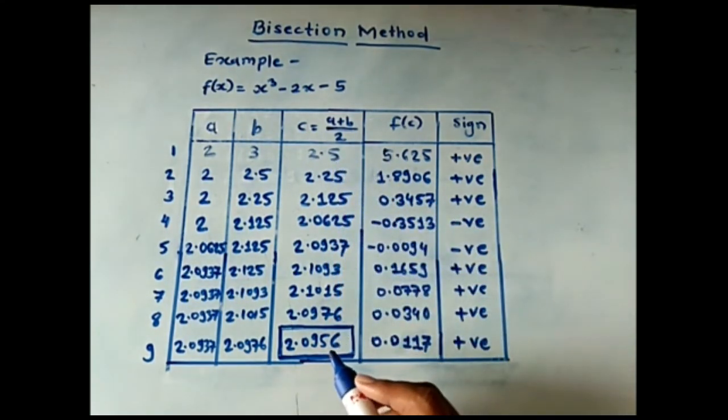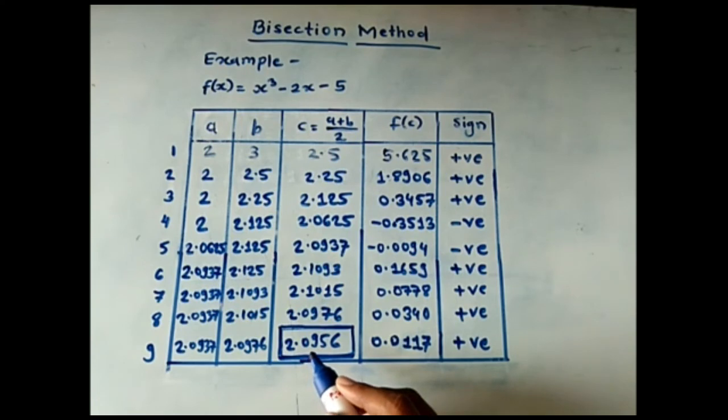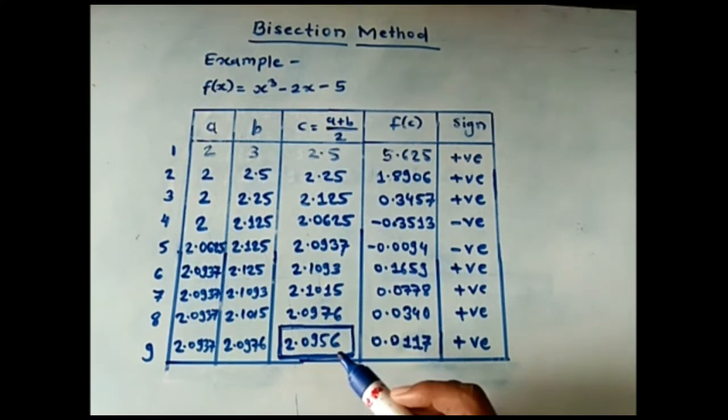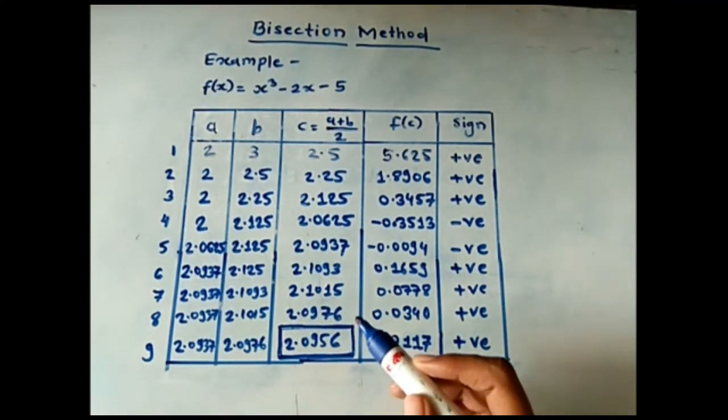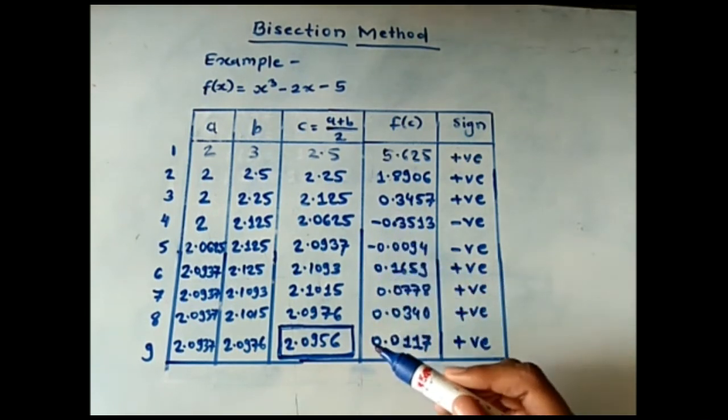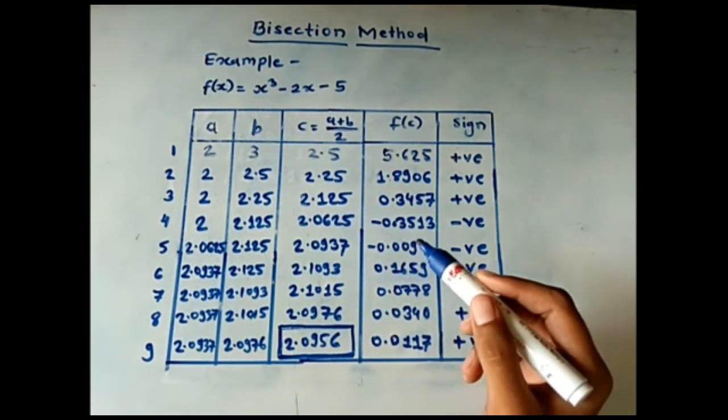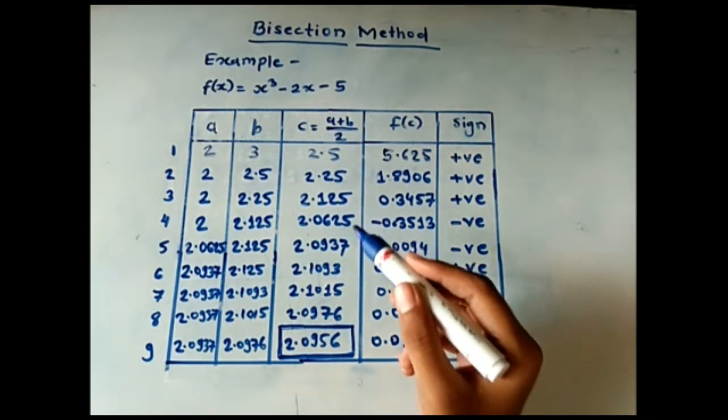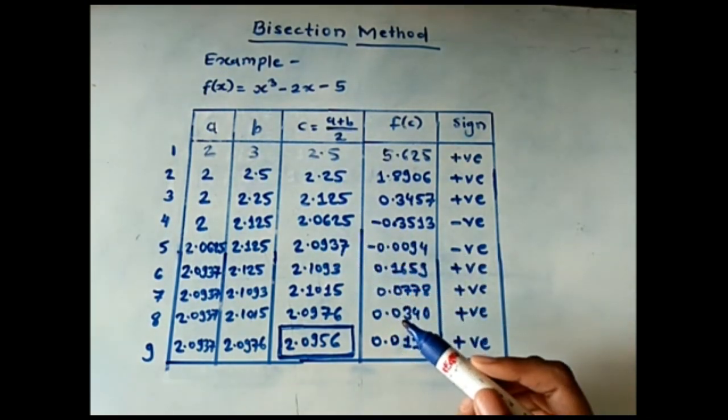Here the root of the equation is 2.0956, and here we calculate all these values of f(c) and the value of c by using a calculator.